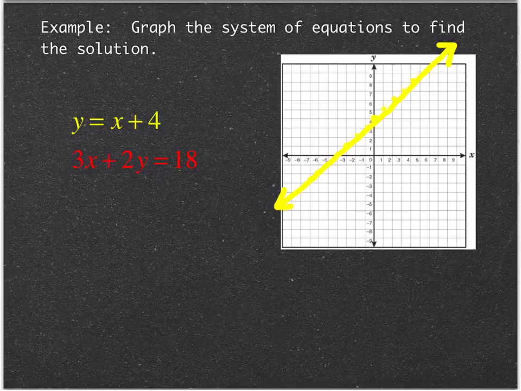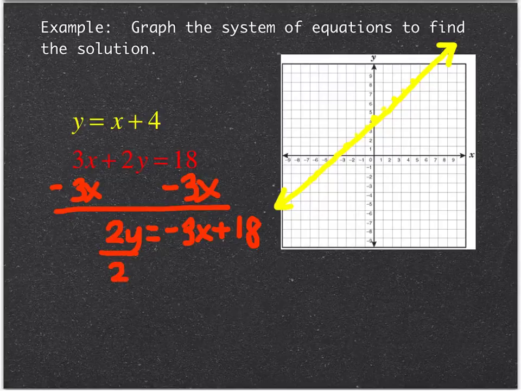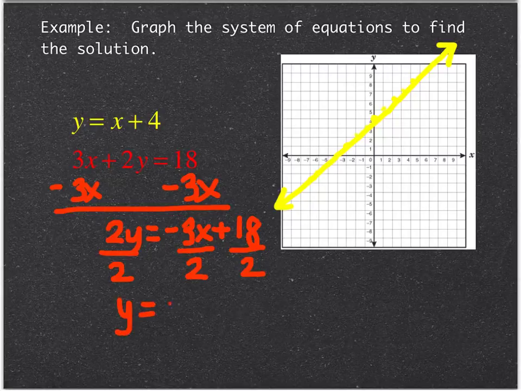Now we're going to try the red one. Now notice this is in standard form, and we can get it in the y equals form easily enough. I'll try to do that in this case. So I'm going to subtract 3x from each side. And after I do that, I end up with 2y equals negative 3x plus 18. Remember, I can't put those two together because one is an x and one isn't. Then I'm going to divide by 2. And so I get y equals negative 3 halves x plus 9.